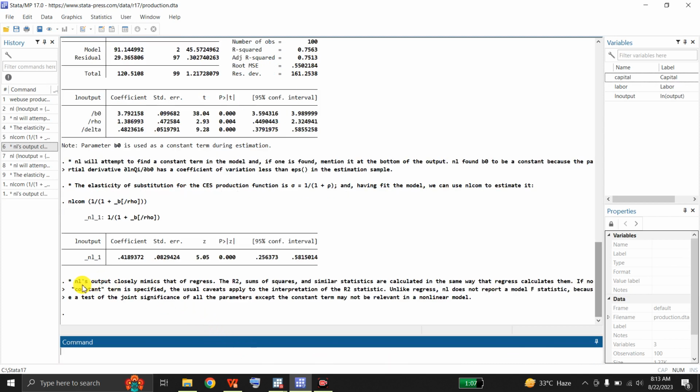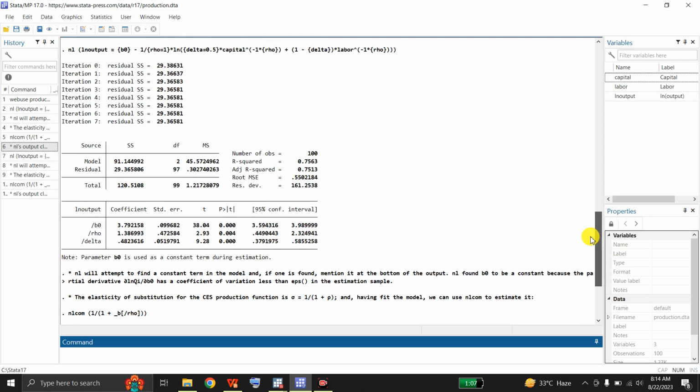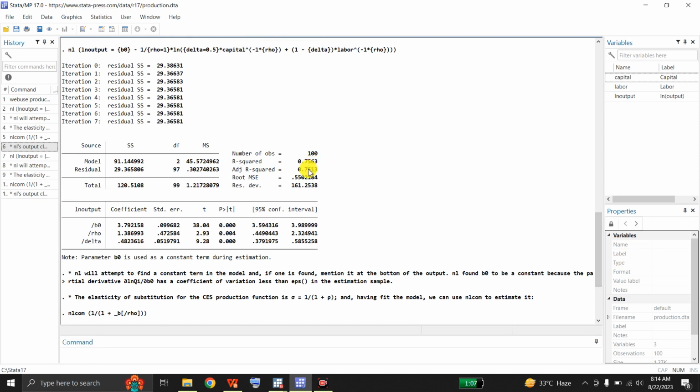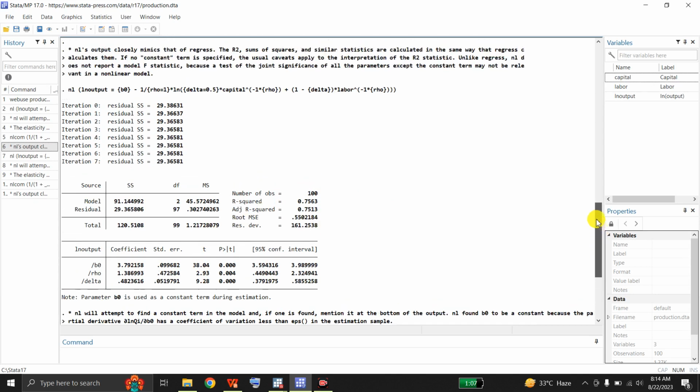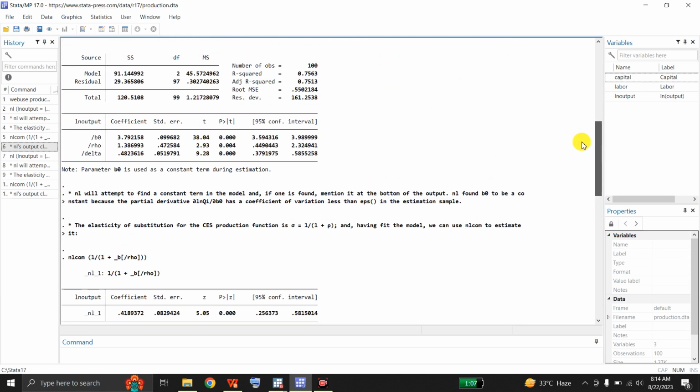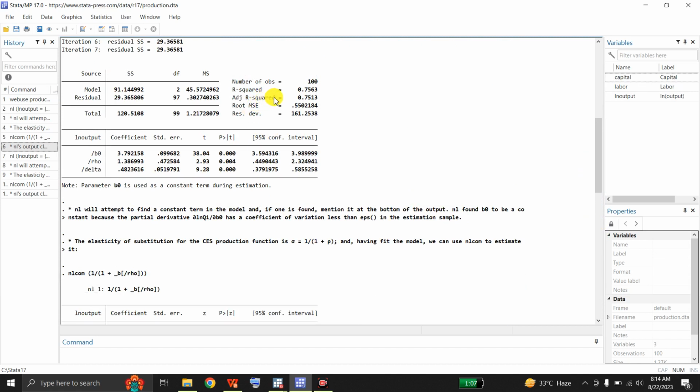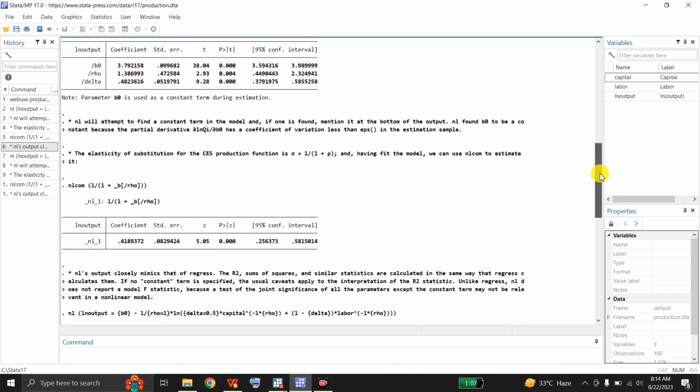After that, I'll explain this so that you can see the explanation. Now the nonlinear, the nl command output closely mimics that of the regress command in ordinary least squares, and the R squared, the sum of squares and similar statistics are calculated in the same way that the regress command calculates in OLS. You can see these are the R squared, adjusted R squared, the number of observations, and root mean square error. All these model level statistics are given, but there is one difference.